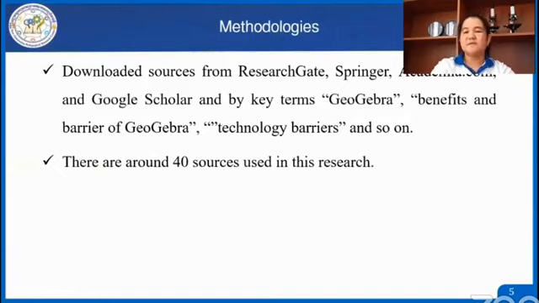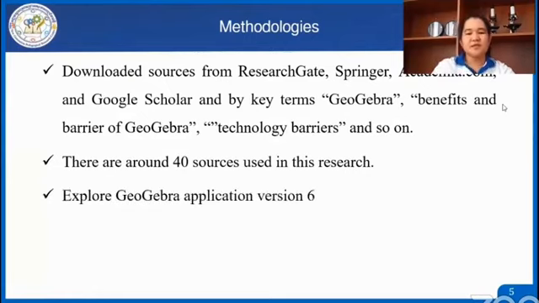For that research, the methodology is to synthesize documents from ResearchGate, Springer, Academia.com, and Google Scholar. By researching on that, I used key terms such as GeoGebra, benefit and barrier of GeoGebra, technology, barriers, and so on. By that, I have come up with the crucial 40 sources that are usable in my research, and most of those are from Malaysia, Turkey, Nigeria, and other developed and developing countries.